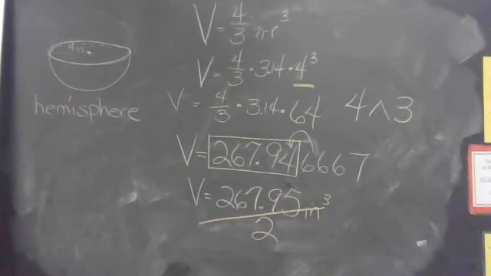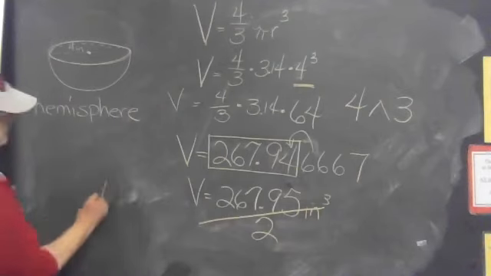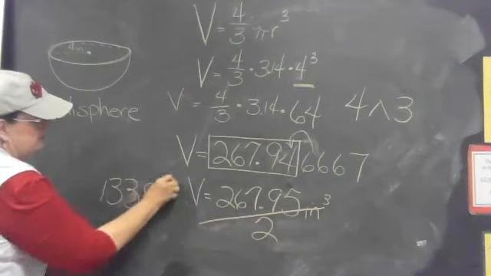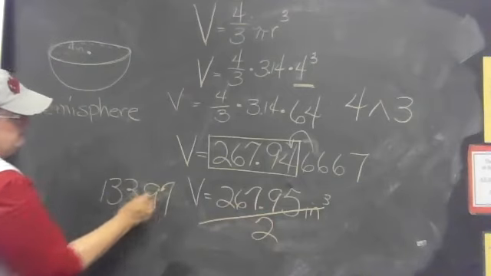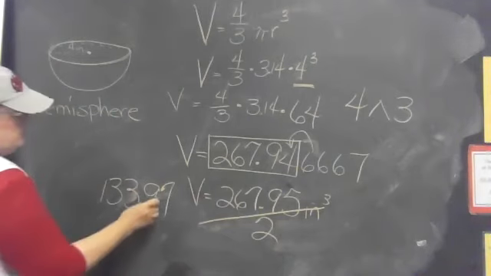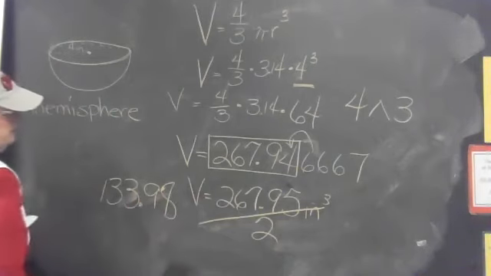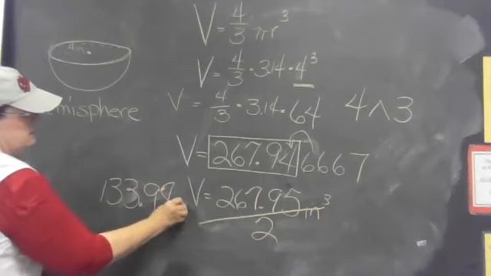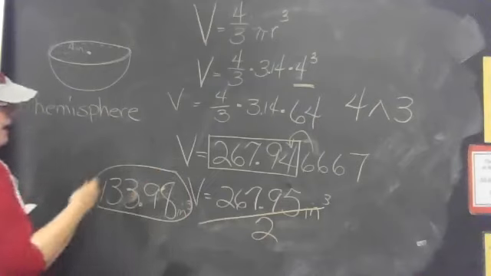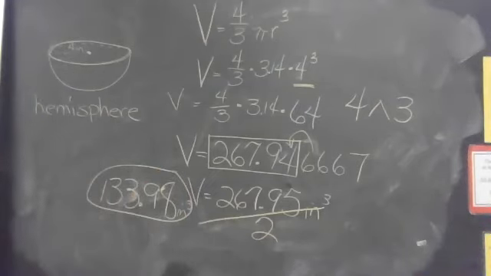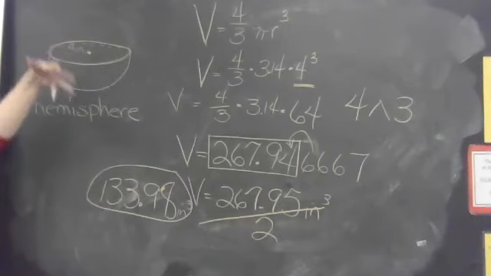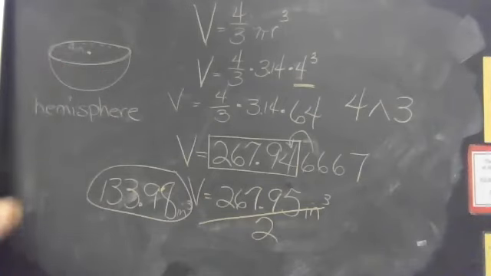Comes out to 133.97. And is that rounded? Does this go to 8 or does it stay 7? 975. Okay, so it's going to be 8, right? And then again, it's inches cubed because it's half of the volume. So a bowl and a basketball, they're half of each other, okay?